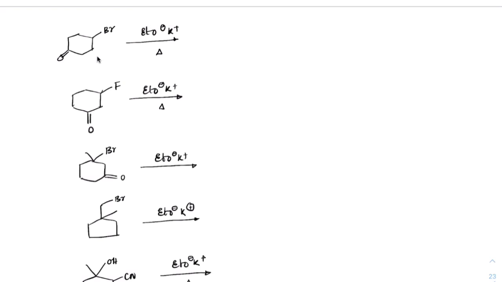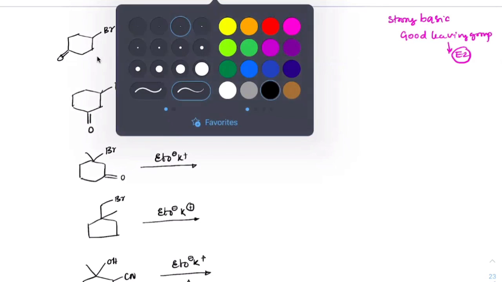Now let's see the first one. How do we decide? We will see this is a strong base. See the way I decide. First, I'll think of basic character: strong base. Second, I'll think of the leaving group. Bromine is a good leaving group. Strong base, good leaving group: always favor the E2 mechanism. So this would be going through an E2 mechanism.